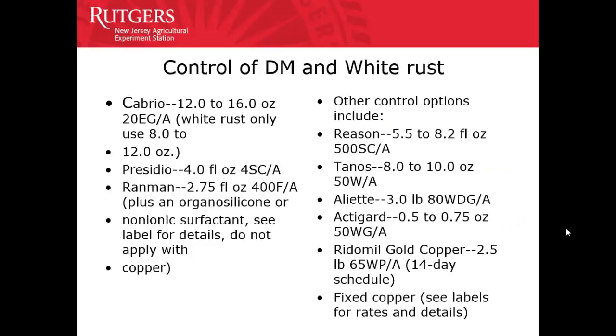Control of downy mildew and white rust, you got a number of options, all that are very good. I would focus on the downy mildew specific materials first, such as the Presidios, the Randmans, rhythm gold coppers. All these chemicals work very well. Again, it just comes down to recognizing what pathogen you have and then applying the right fungicide at the right time.